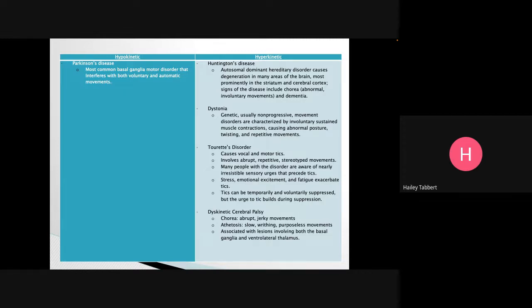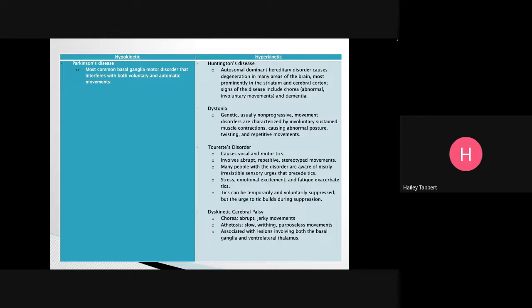One of the signs of this disease is chorea, which is essentially abnormal involuntary movements, and dementia, or Huntington's dementia. Another really popular hyperkinetic disease, or well-known, I should say, is Tourette's disorder. This can cause both vocal and motor tics and involves very abrupt, repetitive, and stereotyped movements. Many people with this disorder are aware of irresistible sensory urges that precede the tics. So they're actually able to tell that a tic is coming, and it can be very painful for them to suppress these types of responses. Things like stress, emotional excitement, and fatigue can exacerbate the tics as well. Tics can be temporarily and voluntarily suppressed, but the urge to tic will build during suppression, which leads to that painful response.